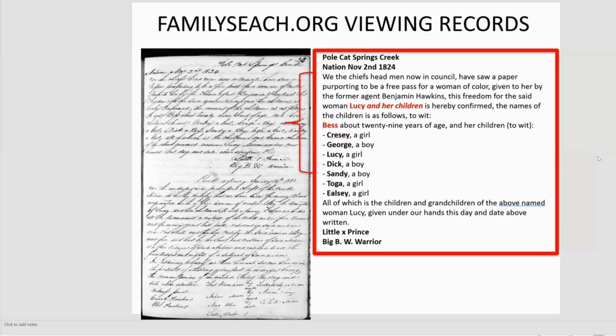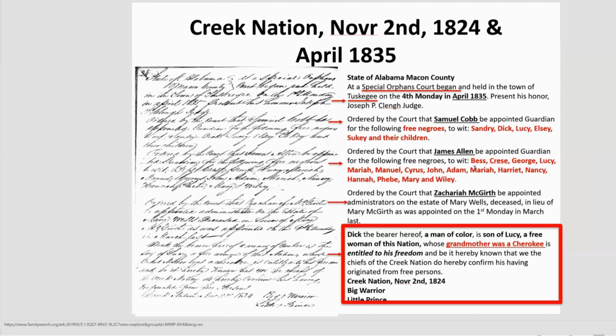And I was floored. What is going on? There is a free woman of color who went before the chiefs saying she was free, and her children and grandchildren. What is going on? And who are these Prince people and the Warrior people? These are the chiefs. I said, okay, let me look at the next page.